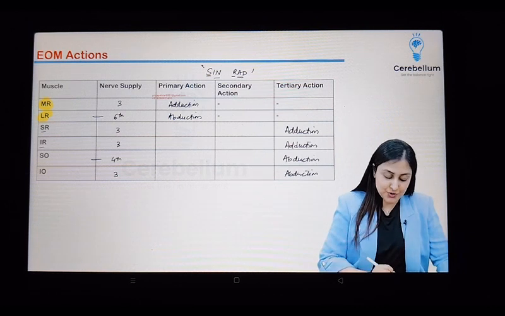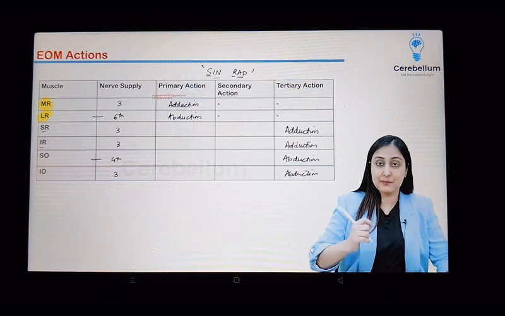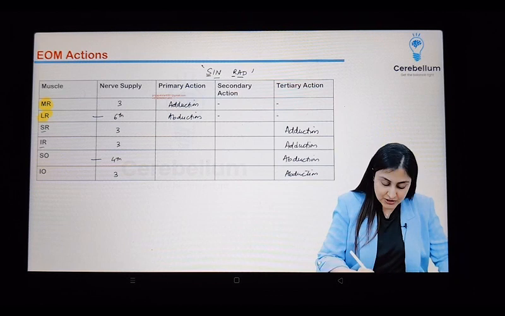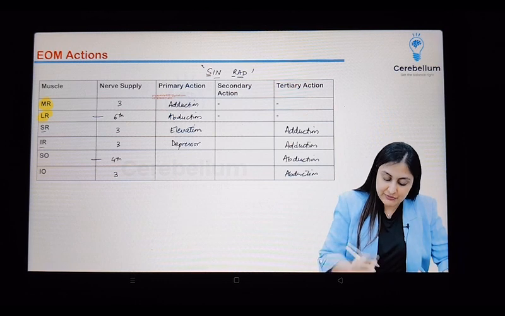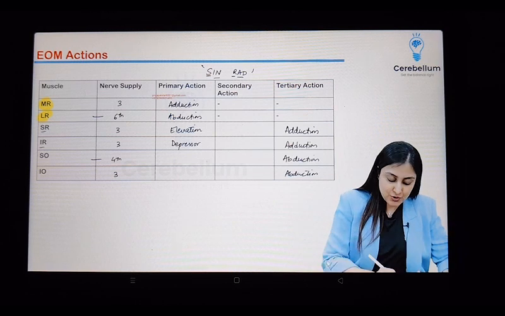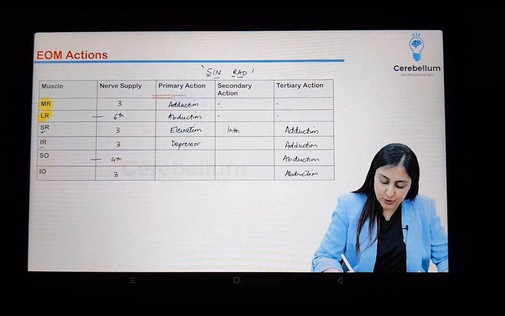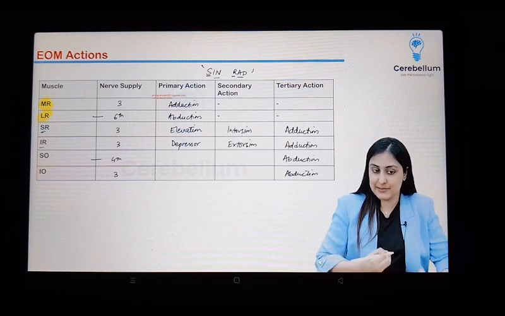Now coming to the recti. Superior and inferior recti are going to have the primary action as elevation and depression. So superior rectus obviously is going to elevate. So there's going to be elevation. Inferior rectus is a depressor. Easy enough. The secondary action is going to be intorsion, extorsion. Because SIN, so this is intorsion, whereas IR is extorsion. So this is how you do it step by step.